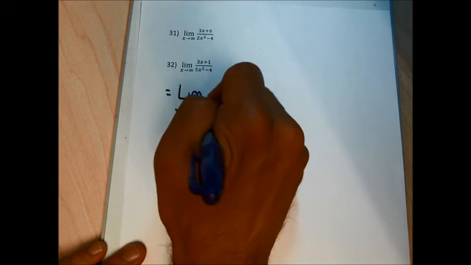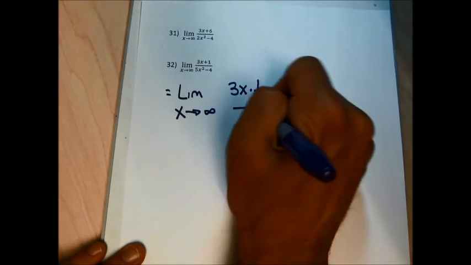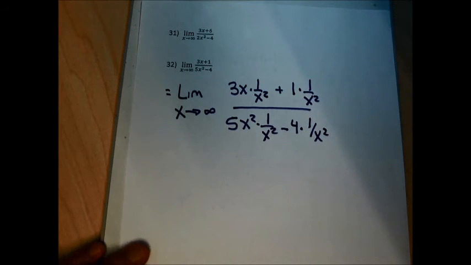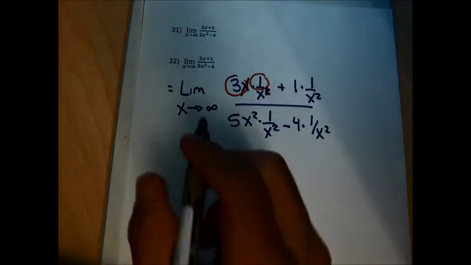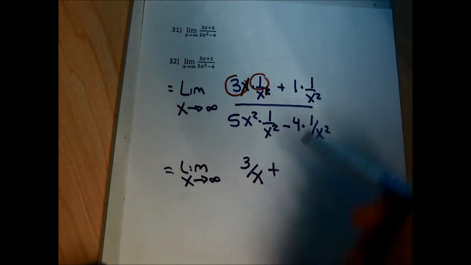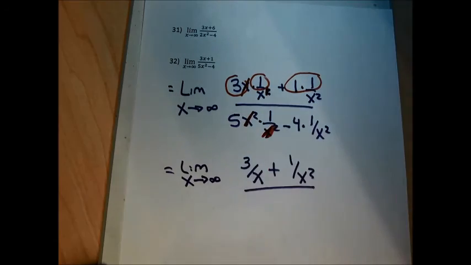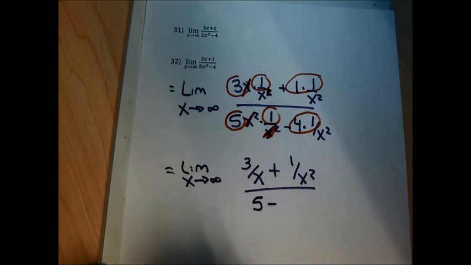To do problems 31 and 32, the highest power of x that occurs is x squared. I'm going to multiply everything by 1 over x squared. So on 32, I do the limit as x goes to infinity. I'm going to go 3x times 1 over x squared plus 1 times 1 over x squared, over 5x squared times 1 over x squared minus 4 times 1 over x squared. In the numerator, this x and one of those x's cancel. I'm left with an x in the denominator. I multiply the 3 and the 1, and that first piece is going to be a 3 over x. The second piece, there's no canceling. I multiply the 1 and the 1 and get a 1 over x squared. In the denominator, first canceling, the x squareds cancel completely. The x's are gone. I multiply the 5 and the 1 and get 5. Last piece, nothing cancels. I multiply the 4 and the 1 and get 4 over x squared.